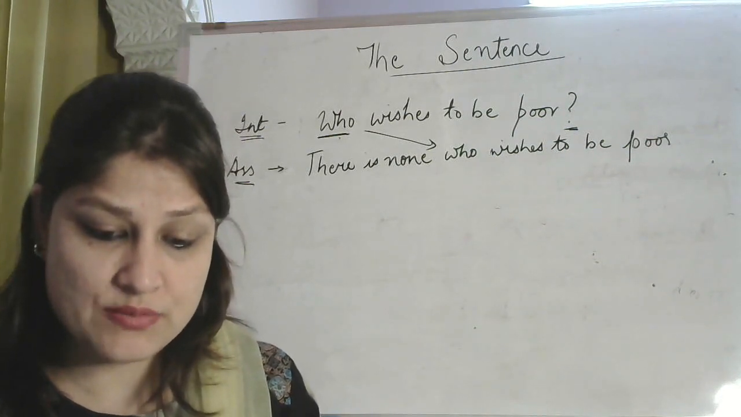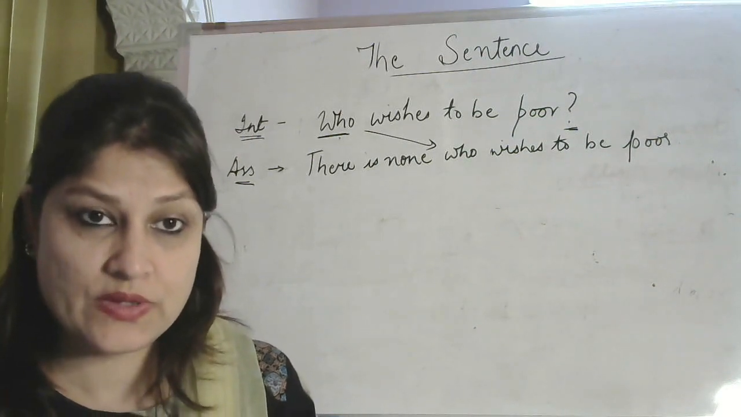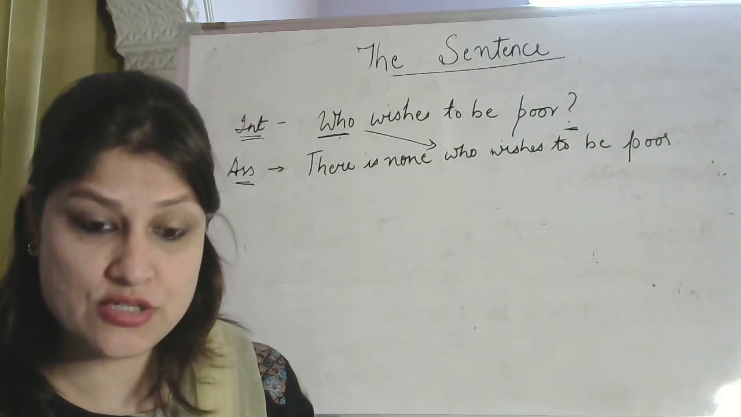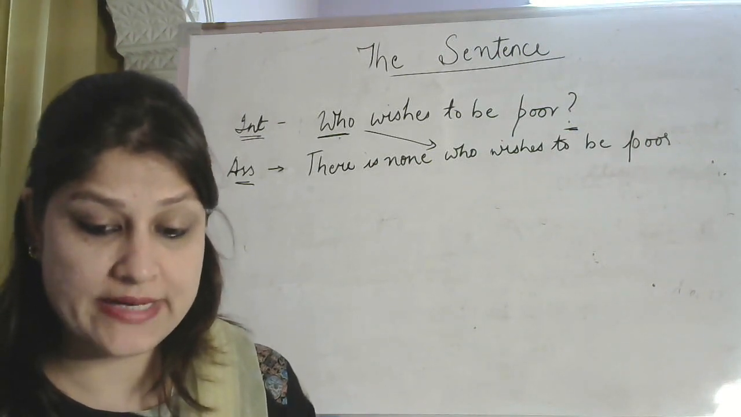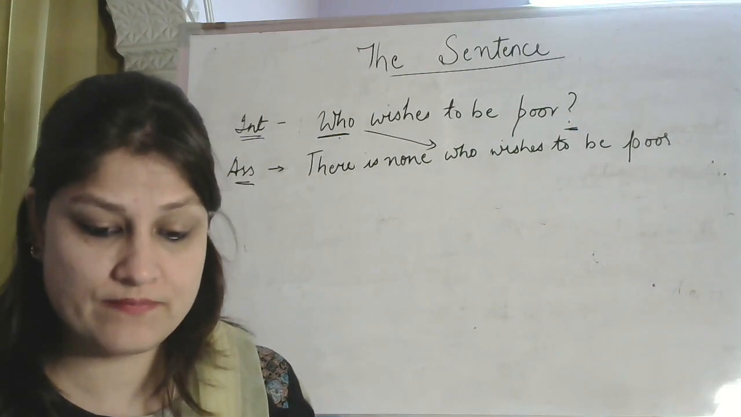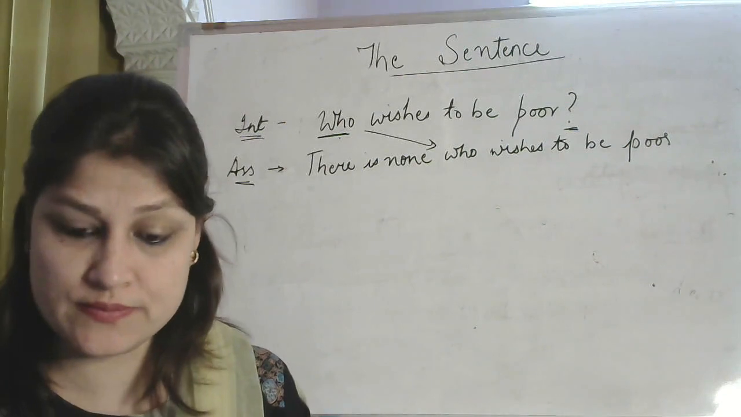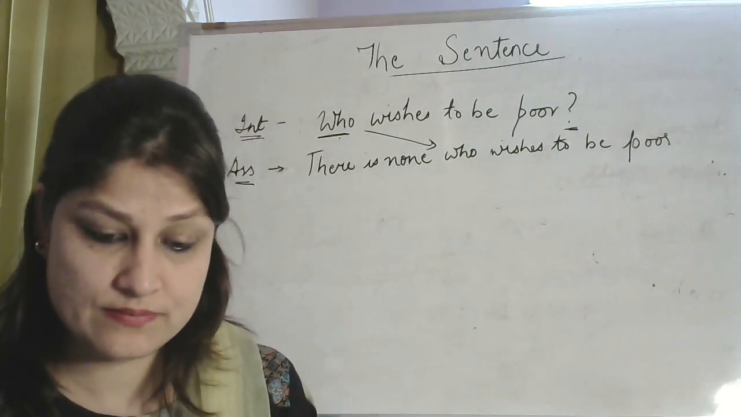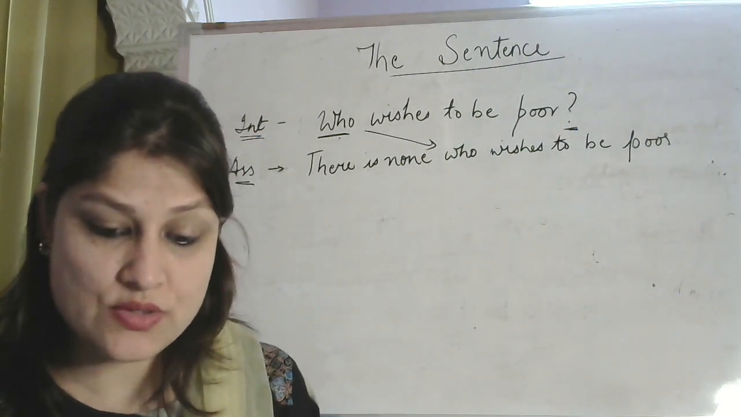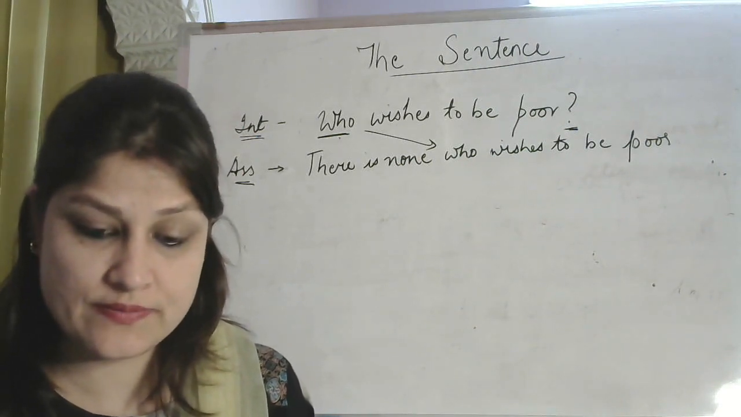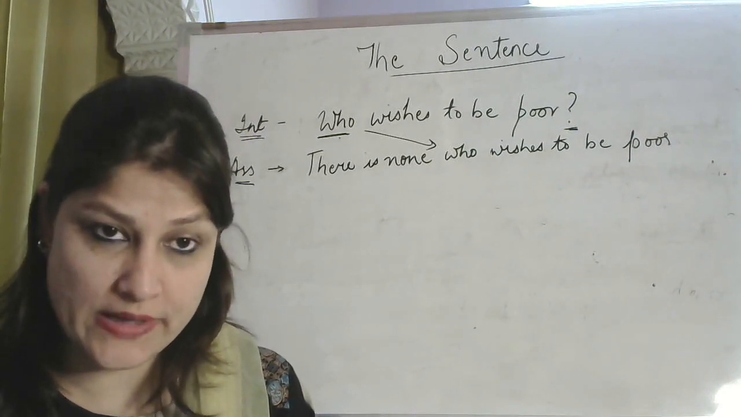Did Baba Amte not fight for the rights of the poor? So, it is negative. We'll change it to positive. Baba Amte fought for the rights of the poor, in fact. Baba Amte fought for the rights of the poor. Number 7, you are to leave my room at once. So imperative, an order. Leave my room at once.